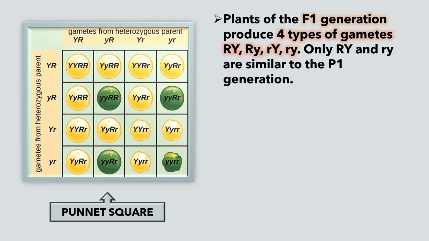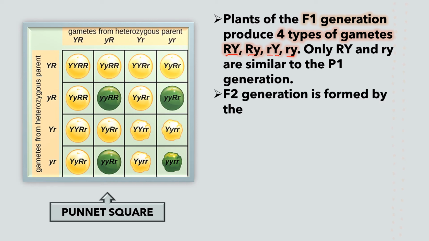Now they produced 4 types of gametes, mixed gametes. One was capital RY, that is for round and yellow. Then we had this one, round and green. Then we had wrinkled and yellow. And this one totally recessive, wrinkled and green. And of all these 4, only the first one, that is RY, and the ry, which is the lowercase alphabets, dominant and recessive, was similar to the parents.